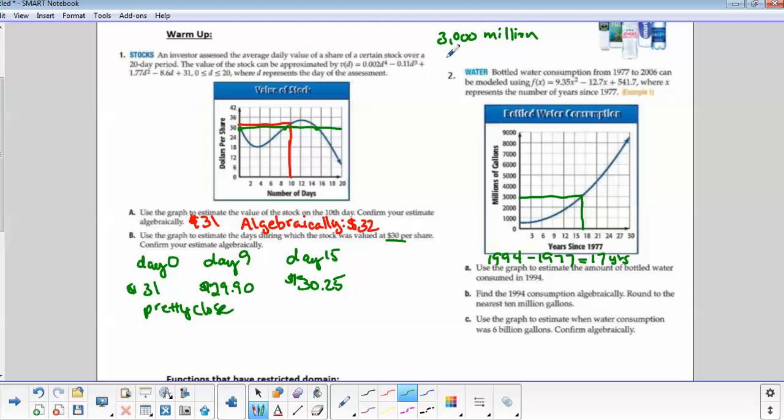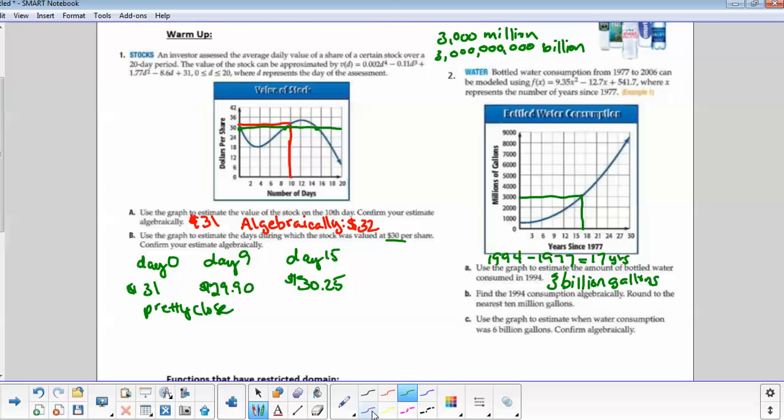Well, let's see. If I wanted a million, here's my thousands place and my hundreds place. So you put a 3,000 in front of that. And what you really have is 3 billion. 3,000 million is 3 billion, but for some reason they write 3,000 million. I don't know why. So use the graph to estimate the amount of bottled water. You could write 3,000 million if you want, or you could write 3 billion. 3 billion gallons.